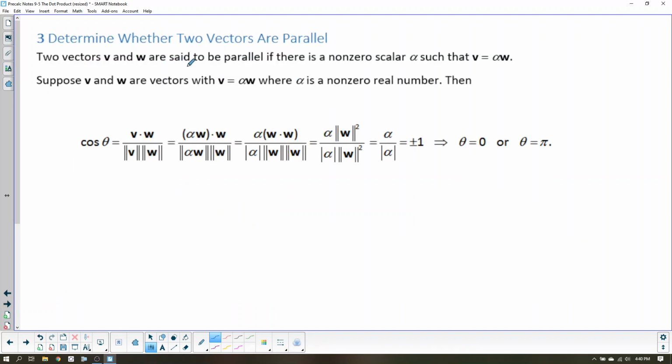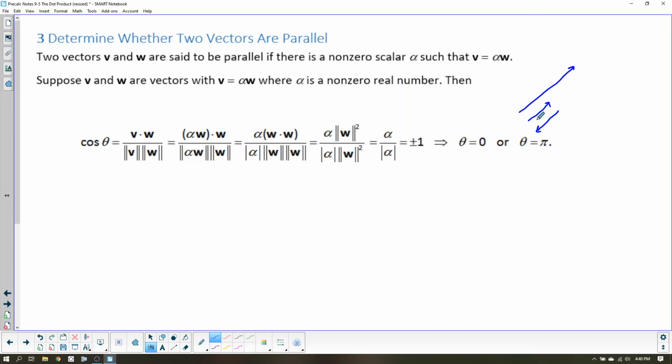Okay, so we found a way to determine the angle between two vectors using the dot product. Now we want to talk about parallel vectors, and then we'll move on to orthogonal. We say that two vectors are parallel if they are pointing in the same direction or in opposite directions. If you had a vector here and you can think of them as coming from parallel lines, these would be parallel vectors.